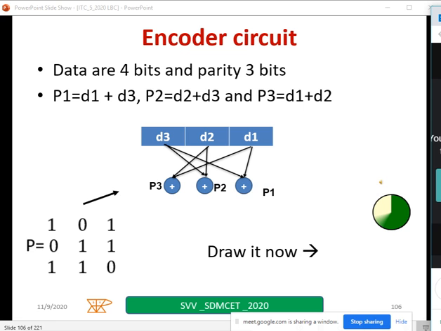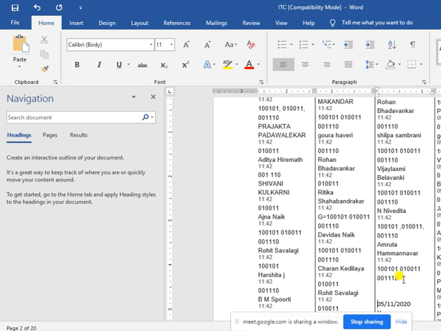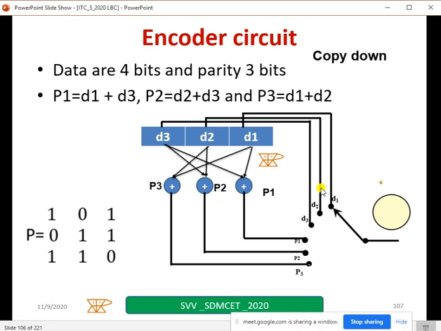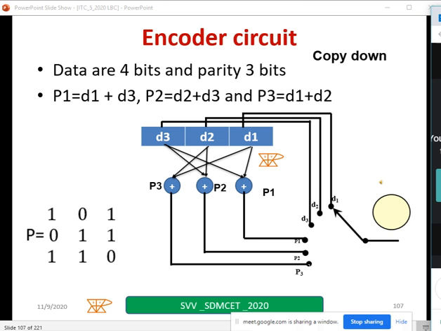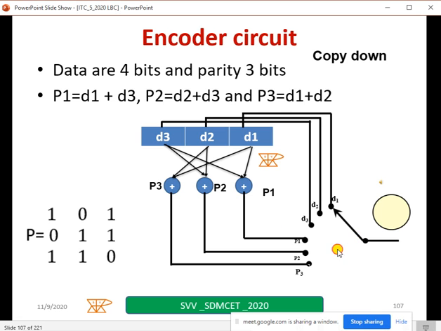Okay, let me go to the next slide. I'll show you the next slide. A few seconds. Complete the diagram. I have a rotary switch, so I'll send D1 on the channel, D2, D3 followed by P1, P2, P3. I'll send on the channel. So complete the diagram, take a maximum of 1 minute and do it. Anyway, P is with you in your notebook, diagram is also there. I think 1 minute is more than enough to complete the remaining part.